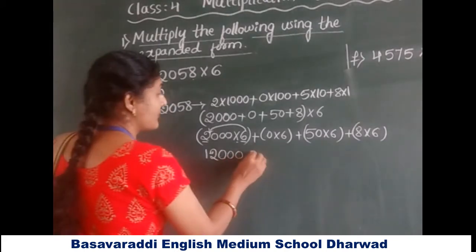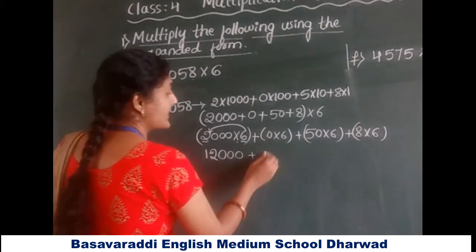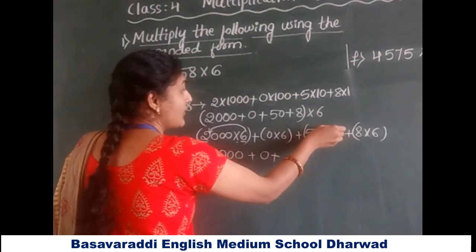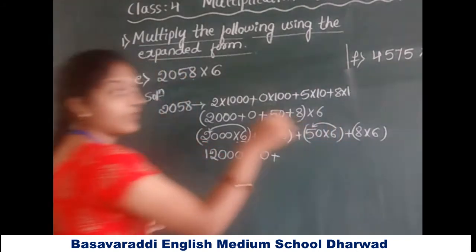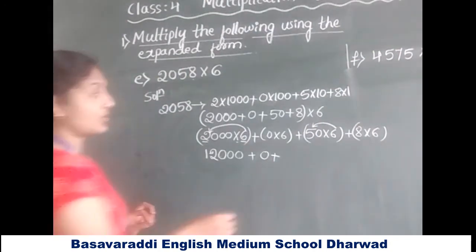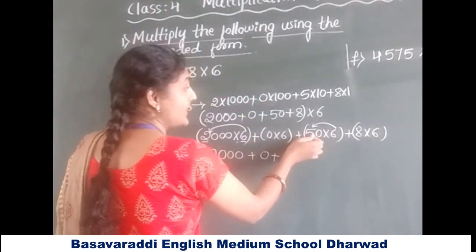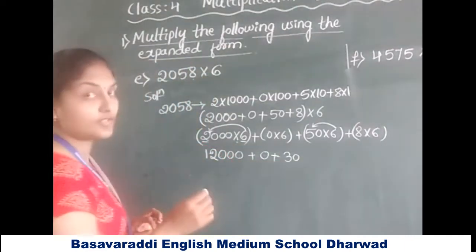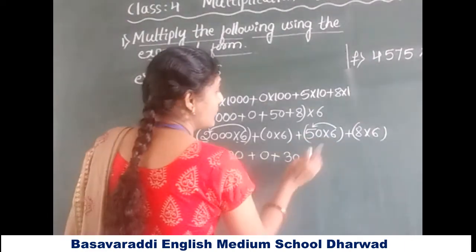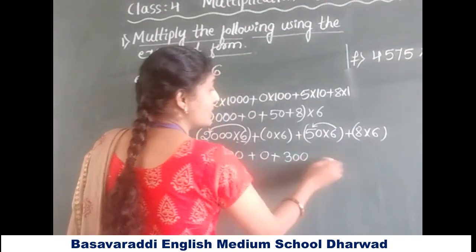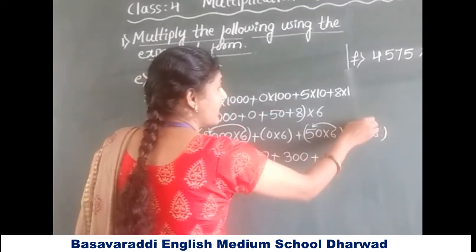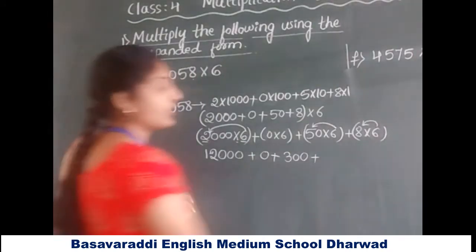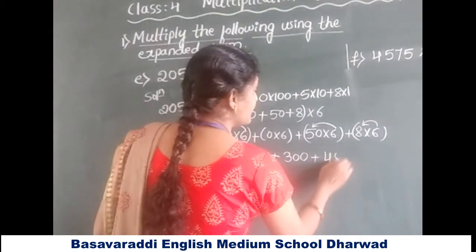Next 0 into 6 is equal to 0, plus the 50 into 6, that means first multiply with the non-zero part. The 6 into 5 is equal to 30, and then put zeros there. Yes, how many zeros there? Only one zero, so write only one zero. Then 6 8s are 48.